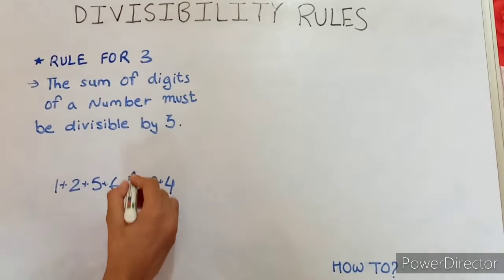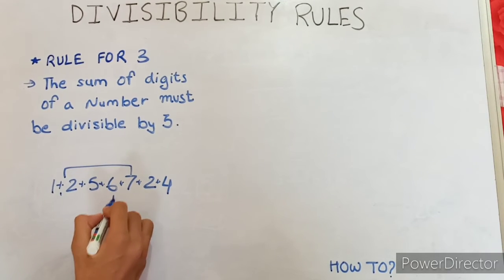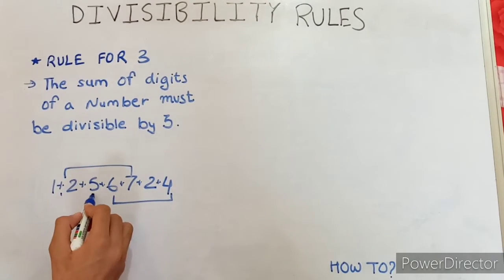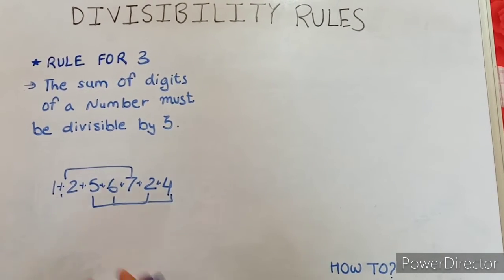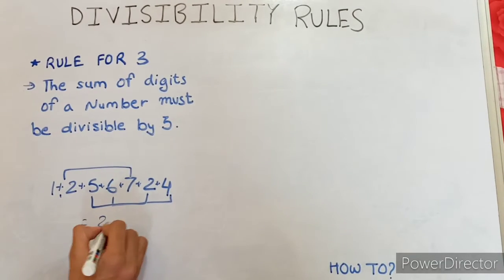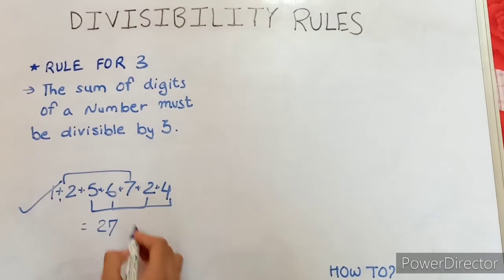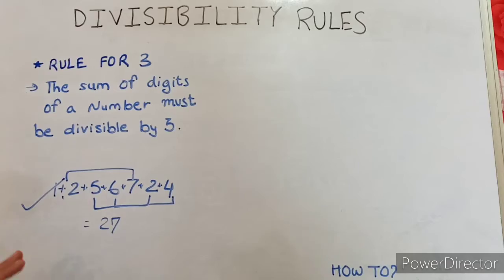Let's check it. 7 plus 3 is 10, and 6 plus 4 is also 10, so 10 plus 10 is 20, then 5 plus 2 is 7, and 20 plus 7 is 27. The answer is 27, and 27 is divisible by 3, so this whole number is divisible by 3. Now let's see the divisibility rule for 6.